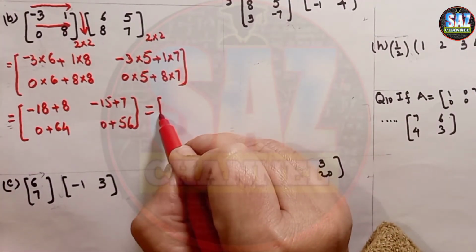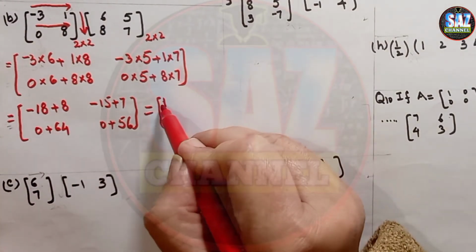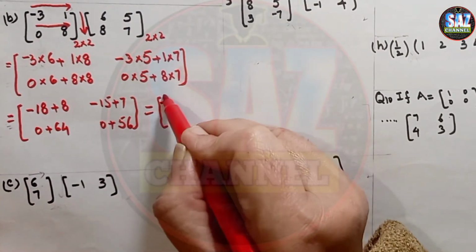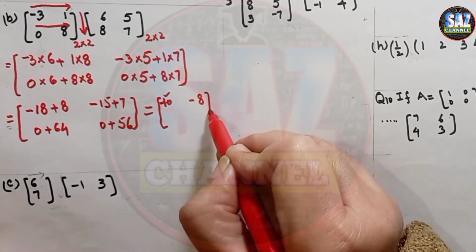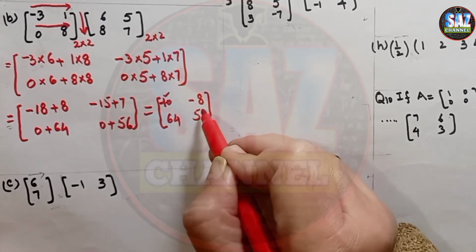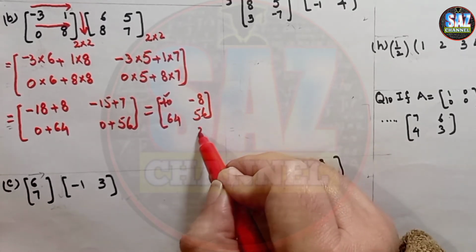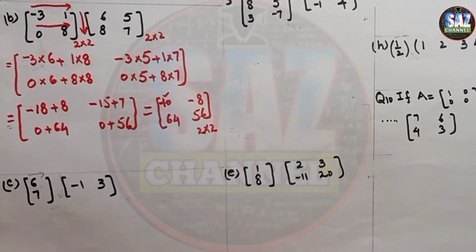Okay, and the basic rule of integers: minus 18 plus 8 is 10 with the minus sign, minus 10. This is minus 8. Okay, and close the bracket. And then 64 and then 56. That is the answer matrix, and the order of the matrix is 2 by 2. Okay, I hope that is clear, let's move to the next question.